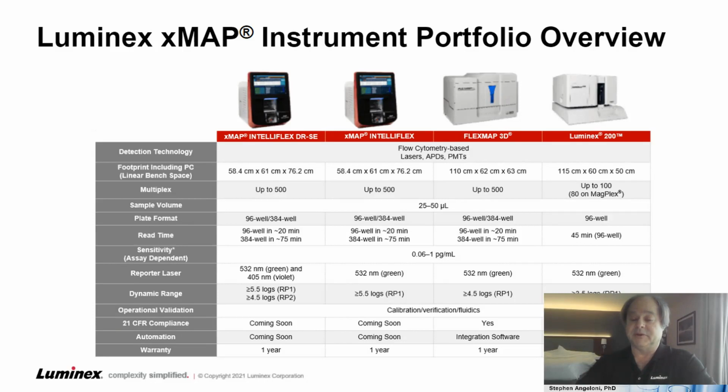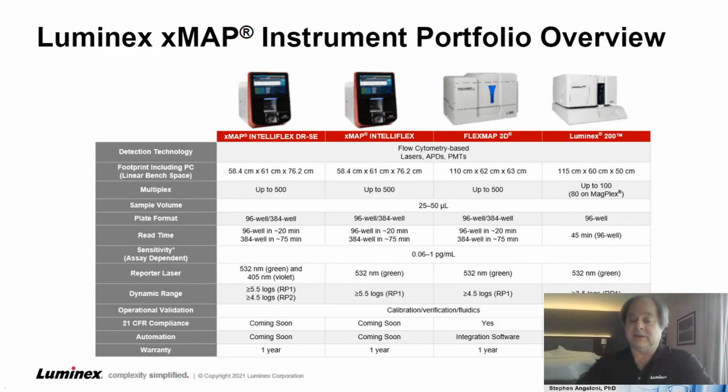The iFlex also comes with another enhanced feature with the dual reporter version, where you can also look at second reporters. So you can now look at a PE reporter and a purple laser blue emitting reporter. So now you can look at two analytes in the same reaction on each bead in one well. These three instruments here, the IntelliFlex, the FM3D, and the 200, they're all flow-based instruments. The LX200, however, it has only one sample loop, whereas the FM3D and both iFlex, they have two sample loops.